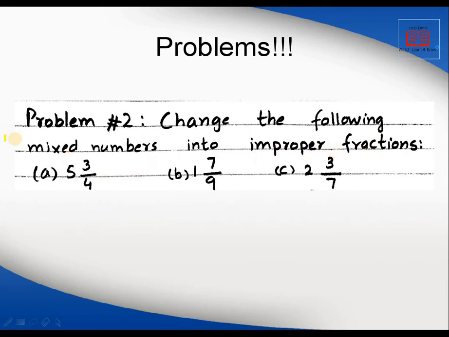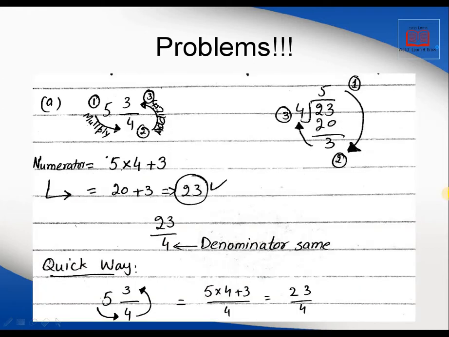Problem number 2, the reverse process. Now we are going to convert mixed numbers into improper fractions. As you can see, in the previous case we converted improper fractions into mixed numbers, and now we are going to convert mixed numbers into improper fractions. These are all mixed numbers. Let's take a look at the first one, that is 5 and 3 divided by 4. So you need to do the reverse process.